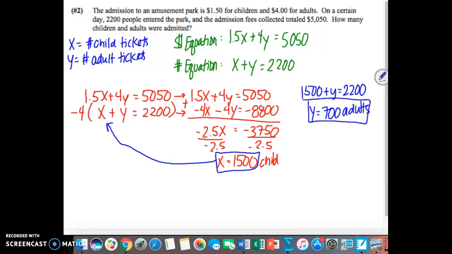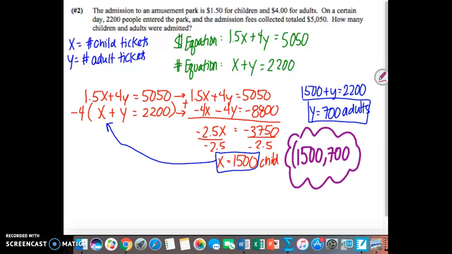So in total, we have 1,500 children and 700 adult tickets. So the ordered pair would be 1,500, 700. So that would be the ordered pair.